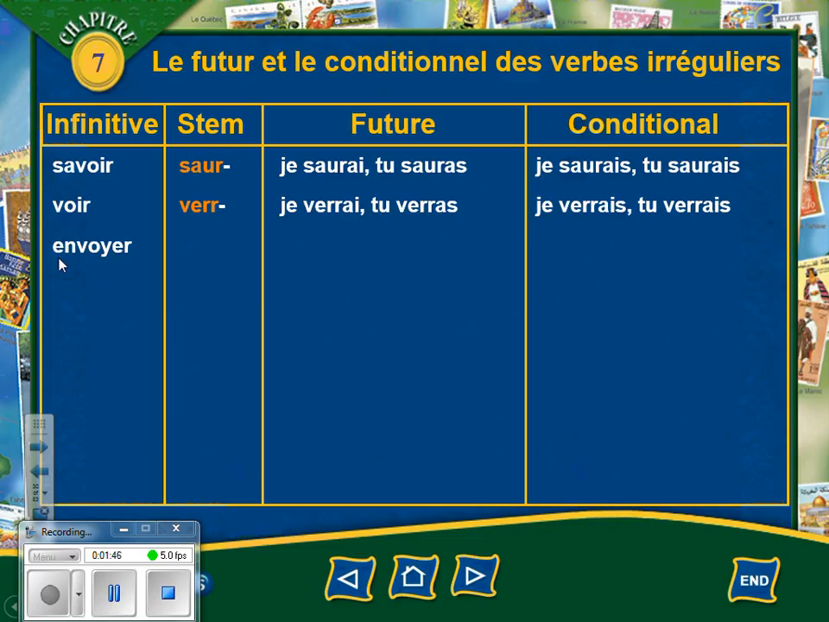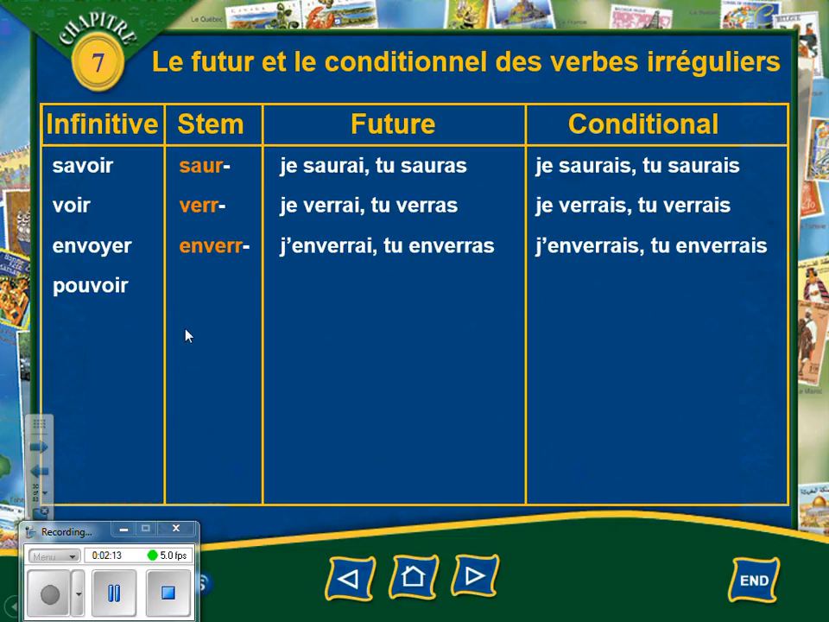Envoyer, the verb to send. Its stem looks kind of like voir. E-N-V-E-R-R, enverr. Future, conditional. J'enverrai, tu enverras. J'enverrais, tu enverrais. Pouvoir. Its stem is P-O-U-R-R, pourr. Je pourrai, tu pourras. Je pourrais, tu pourrais.